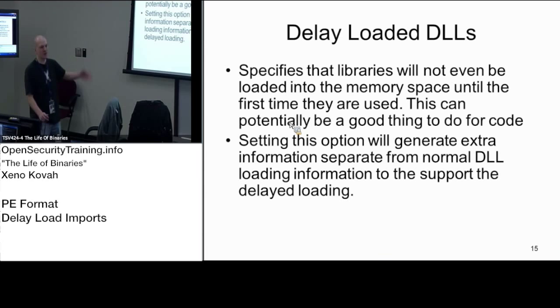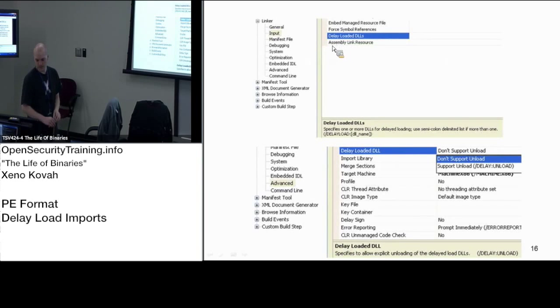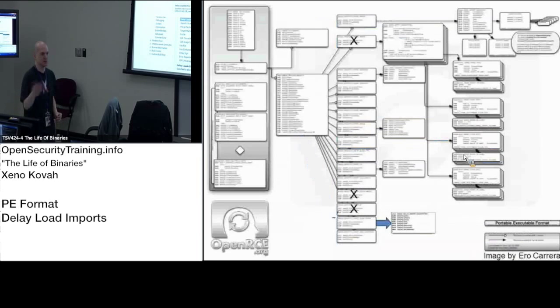So why even bother wasting your memory by loading up a DLL unless you happen to hit that corner case and you call that particular function? Delay load DLL says I'm only going to import it when I need it. That would be set in Visual Studio, in the input options for the linker. You specify which DLLs you want it to hold off on importing until you call, and then you say whether or not you support unloading afterwards.